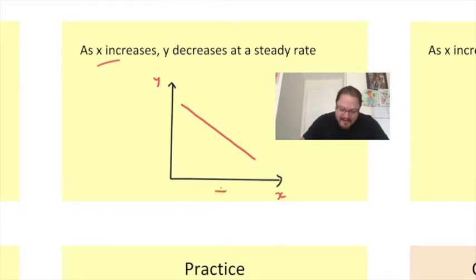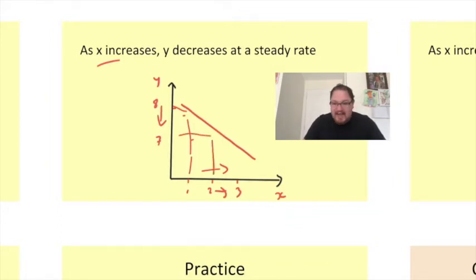So as x gets bigger, this is still getting 1, 2, 3. You can see it's still going that way. Y is actually coming down now. It's getting smaller. So if this was 8 up here and this was, I don't know, 7 there, the scale's terrible, sorry. But you can see at 1 second, if we're dealing with time here, okay, I've got 8 meters. But at 2 seconds, I've got 7 meters. So the meters is getting smaller now, but time is getting bigger. And it's a steady rate because it's a straight line.